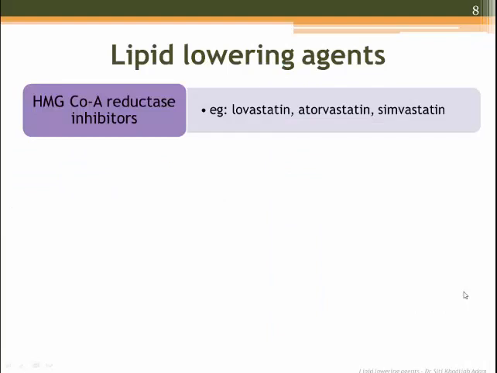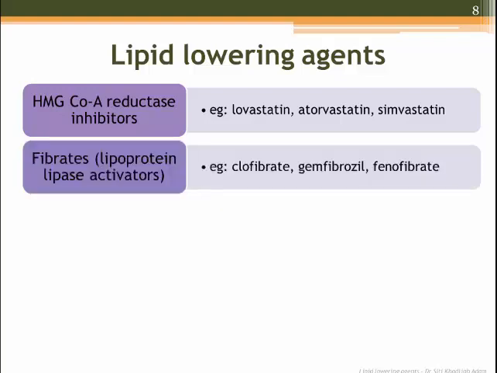So the 5 lipid lowering agents that I will mention in this lecture are, the first one, the most commonly used, HMG-CoA reductase inhibitors. The examples are lovastatin, atorvastatin, and simvastatin. As you can see, all these drugs have statin at the end of their names, so they are usually called statins. The second group is the fibrates or lipoprotein lipase activators. The examples are clofibrate, fenofibrate, and also gemfibrozil.